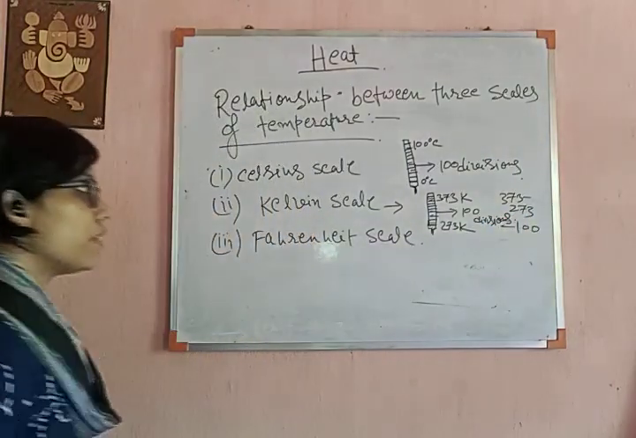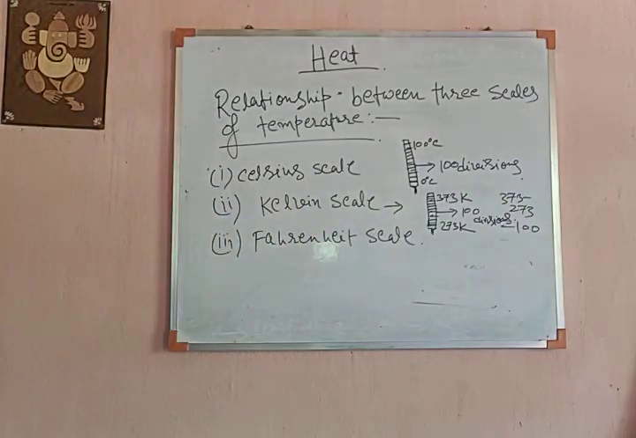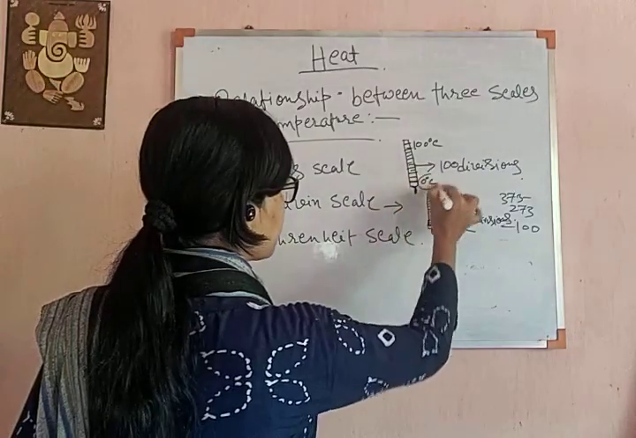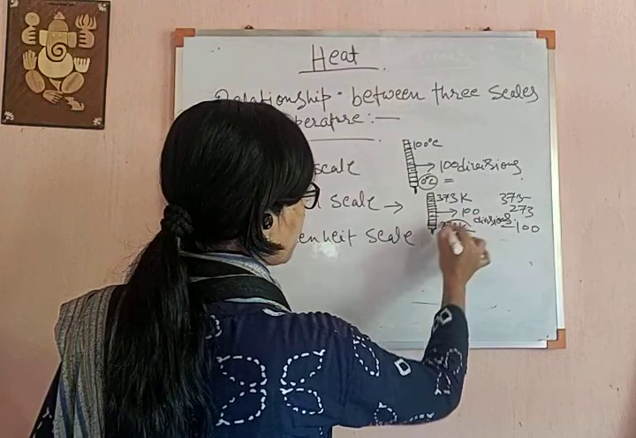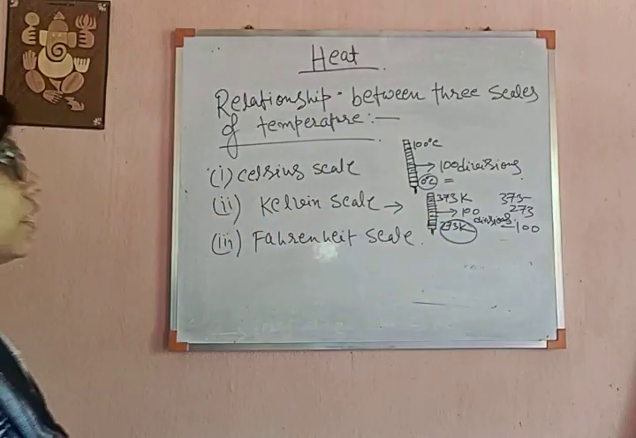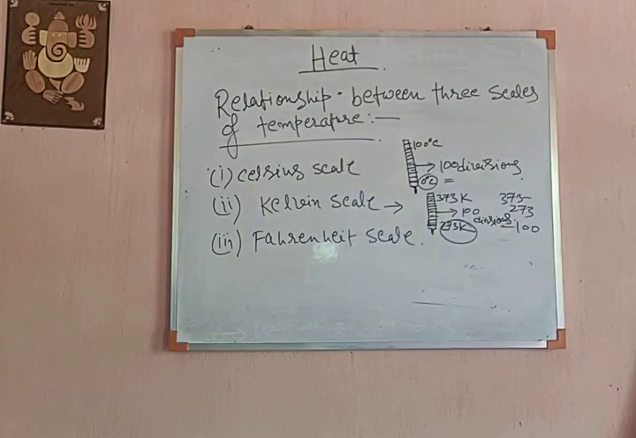Okay. So Kelvin scale and Celsius scale have a similarity that both have 100 divisions, but the difference is that Celsius scale starts from 0 degrees Celsius and ends at 100 degrees Celsius, whereas Kelvin scale starts from 273 Kelvin and ends at 373 Kelvin. That means 0 degrees Celsius is equal to 273 Kelvin.